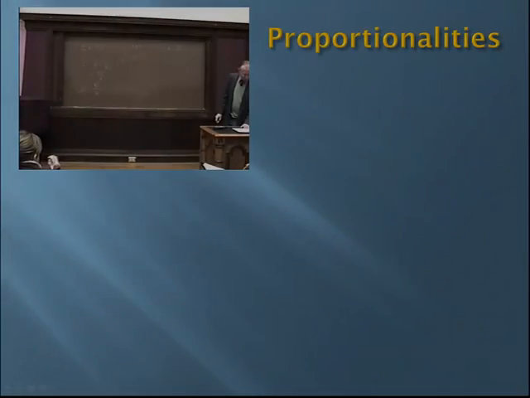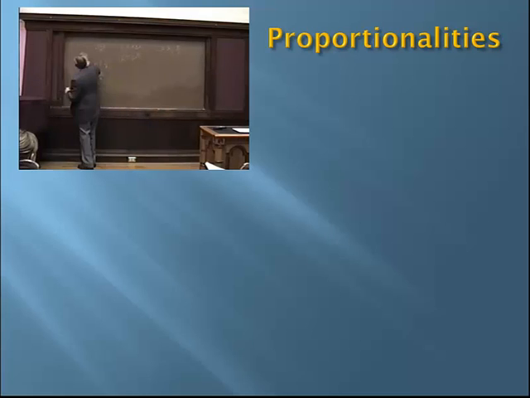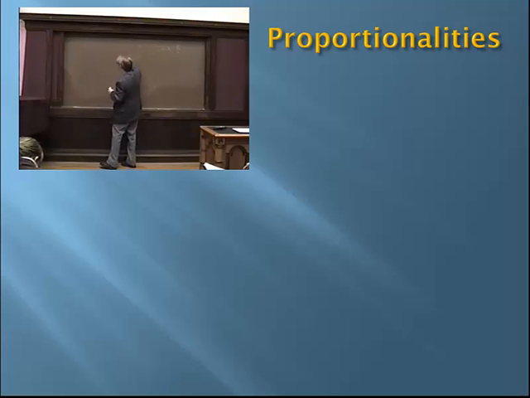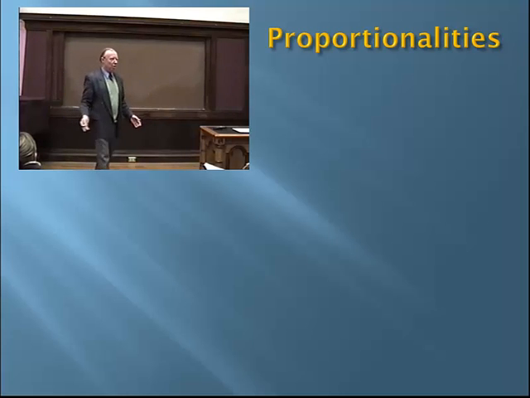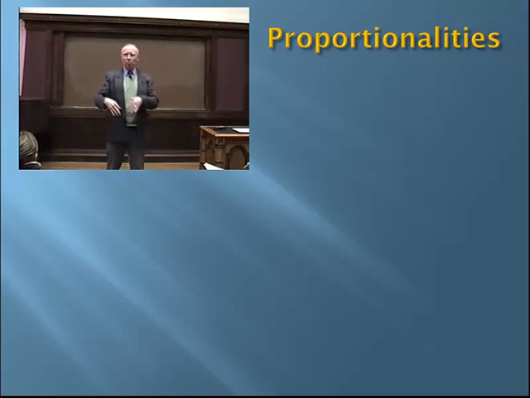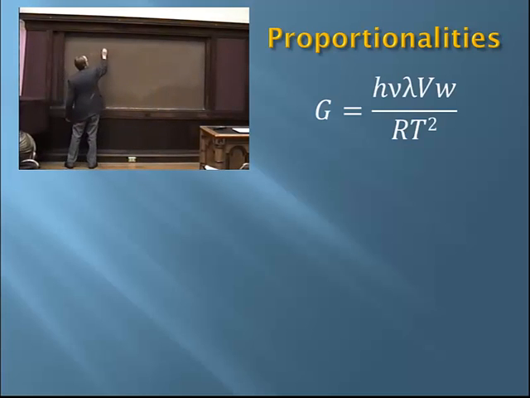Our fifth topic today is proportionality. I want to reemphasize, as I've mentioned in class, that proportionalities are a way to show in a simplified way how one thing relates to another. I'm going to make up a completely bogus equation with a whole bunch of bogus variables. We'll say G equals h mu lambda v w over RT squared.